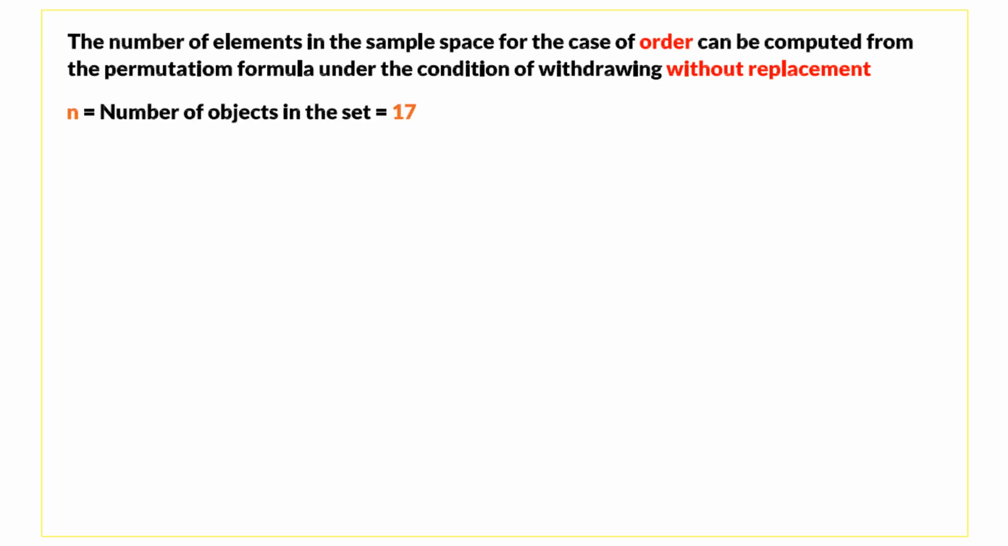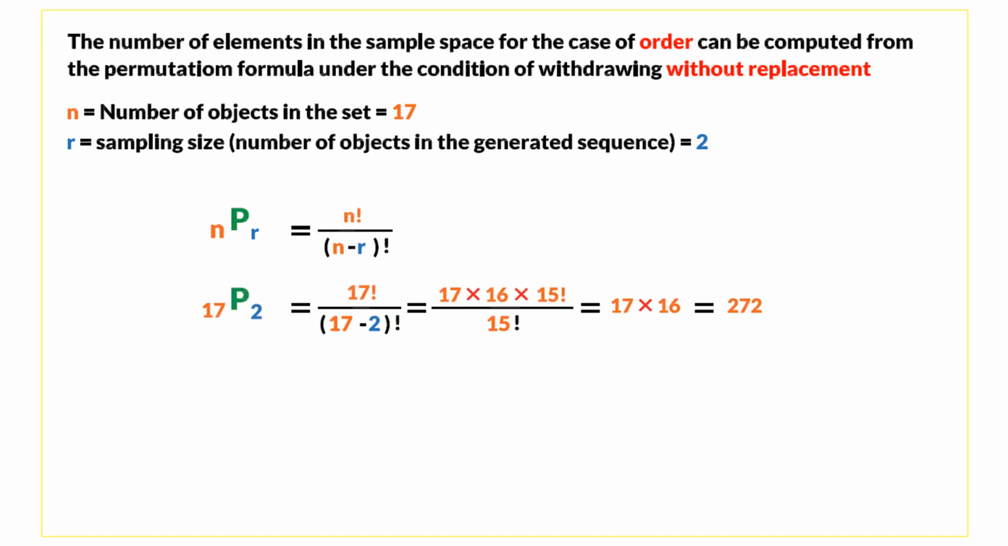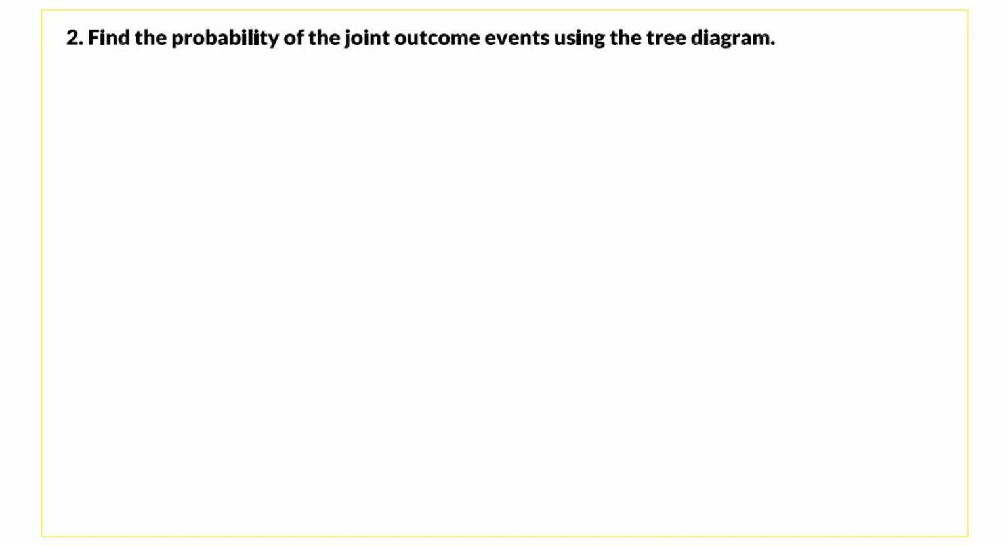So we have N, the number of population is 17, and R is the sampling size. We are sampling 2 balls only, so R is 2, and we use the permutation formula without replacement. We substitute N for 17 and R for 2, and we get 17 times 16, and that is 272 elements in the sample space. Question number 2, find the probability of the joint outcome event using the tree diagram.